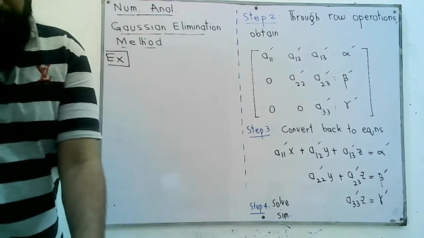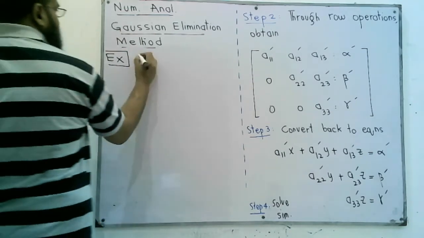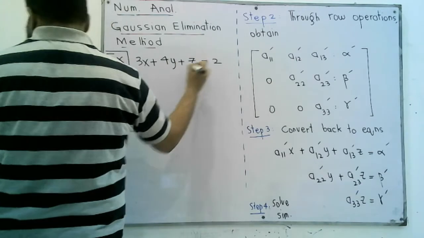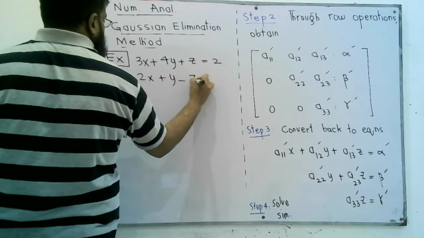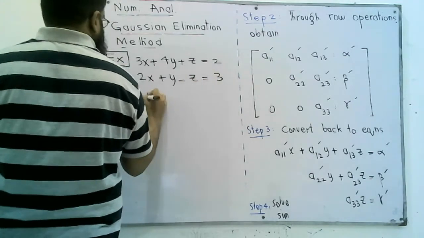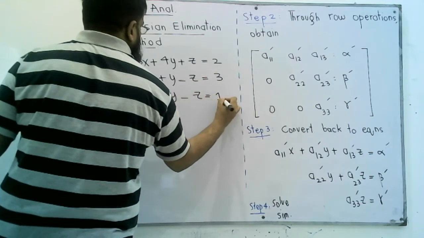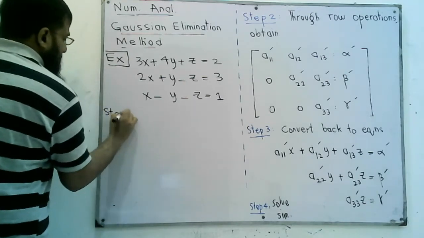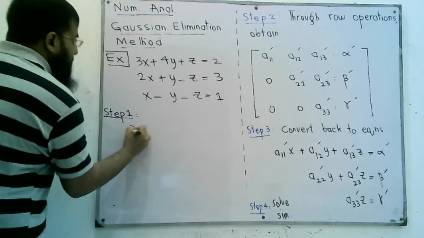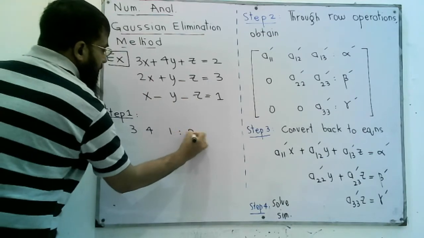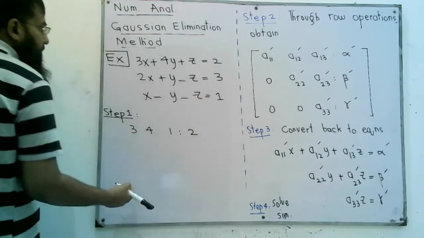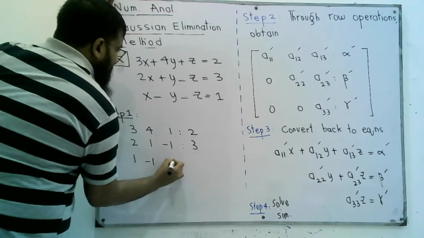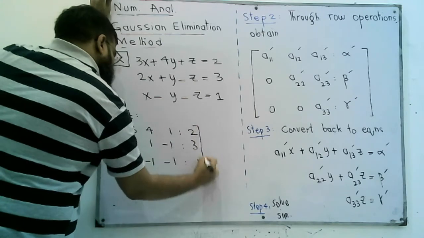The example is we are given 3x plus 4y plus z is equal to 2, x plus y minus z is 3, and x minus y minus z is 1. So step number 1 is to convert it into an augmented matrix where we write the coefficients and alpha, beta and gamma as the last column: 3, 4, 1, 2; 2, 1, minus 1, 3; 1, minus 1, minus 1, 1. This is the augmented matrix.